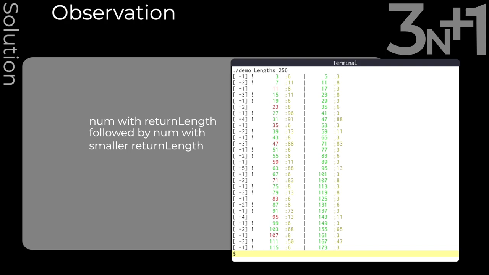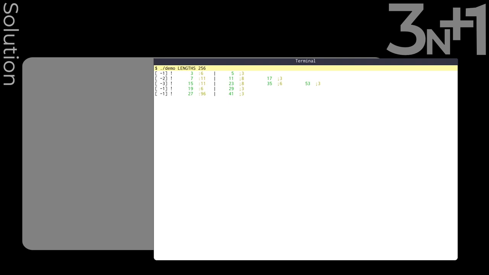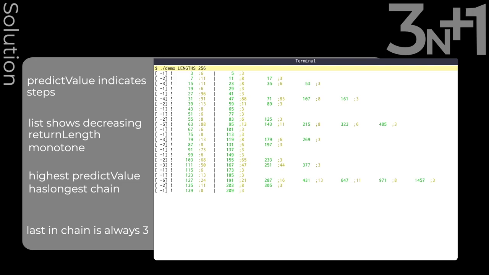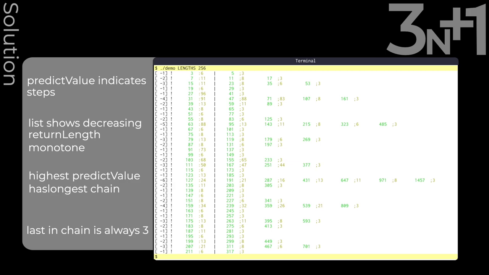If we extend the overview from the predict value we saw previously with the return length, we can see for many values at once that this is true. Every series ends with a return length of 3. While the initial return length on a line does not seem to make sense, at least it gives us some insight in the behavior of the return length.